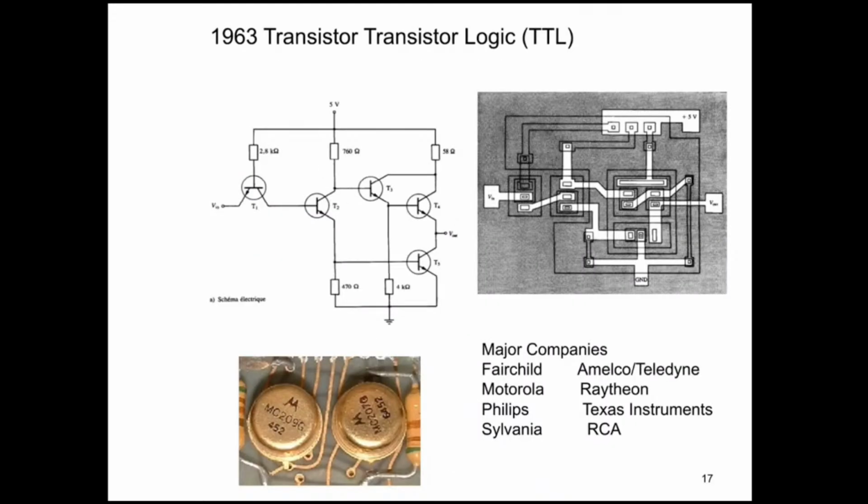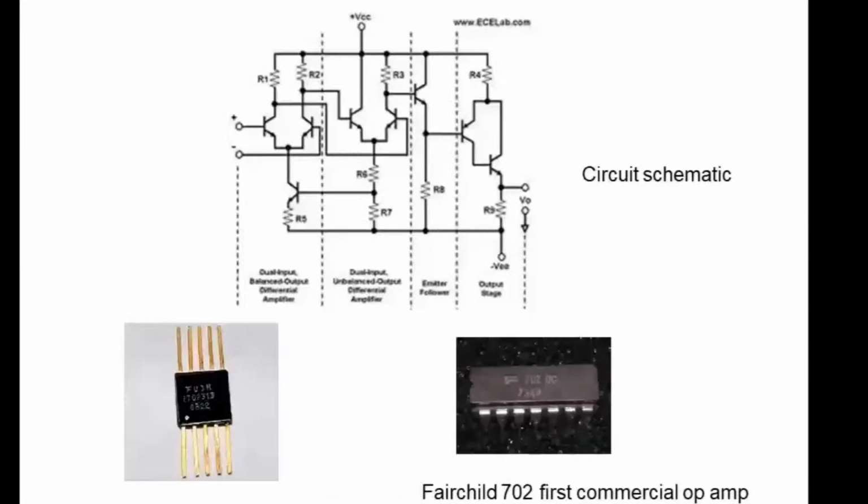In 1963, the TTL logic family was introduced and available in different packages by major companies like Fairchild, Motorola, Philips, etc. In 1965, Fairchild manufactured the first commercial operational amplifier IC. This is the circuit schematic made up of bipolar junction transistors. This circuit was packaged in a flat pack IC as shown in the figure. Later, the same circuit was packaged in a PIN package with which we are all familiar.